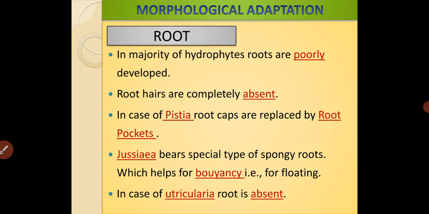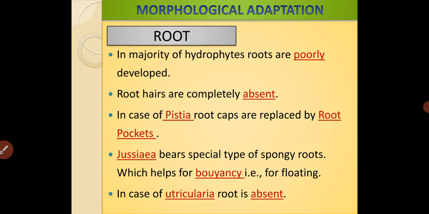Let us move towards the adaptations of hydrophytes. There are three types. One is the morphological, second one is the anatomical and third one is the physiological. Starting with the morphological adaptation. Root. In the majority of hydrophytes, roots are poorly developed. Root hairs are completely absent. In case of Pistia, root caps are replaced by root pockets.